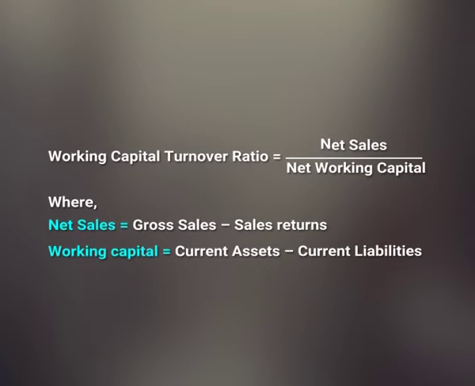Now, the another ratio is working capital turnover ratio. This ratio indicates the speed with which working capital is turned over into sales. In other words, it determines the efficiency with which the working capital has been utilized in the business. Working capital turnover ratio is equal to net sales divided by net working capital, where net sales is equal to gross sales minus sales returns. Working capital is equal to current assets minus current liabilities.